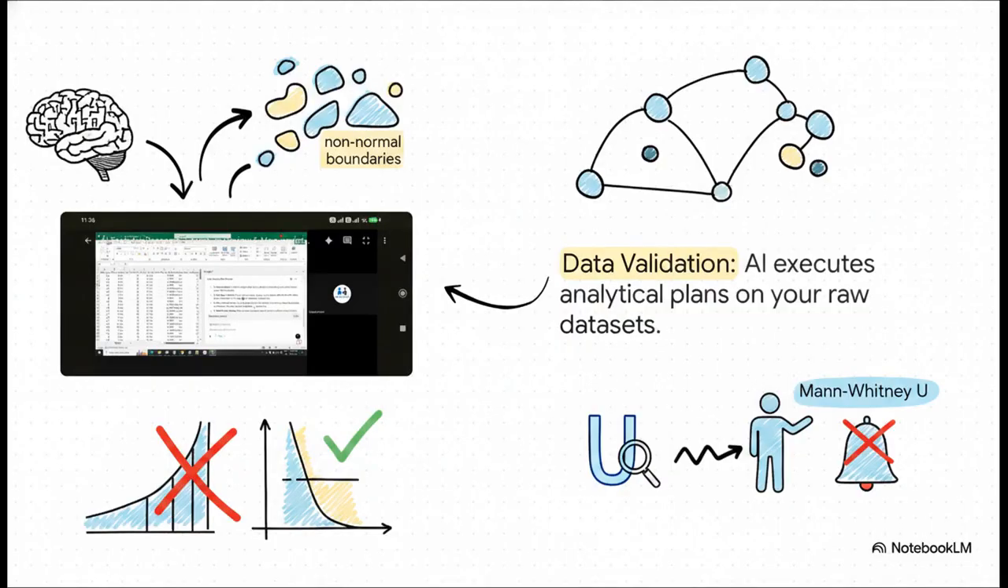Here's a fantastic example of an AI analytical workspace directly in action, parsing a raw Excel dataset. The AI executes a data validation plan, easily checking data distributions for non-normal boundaries. This is brilliant because it acts as an immediate alert, guiding you to select safer non-parametric statistical tests, like the Mann-Whitney U, rather than forcing inappropriate parametric models onto your data.